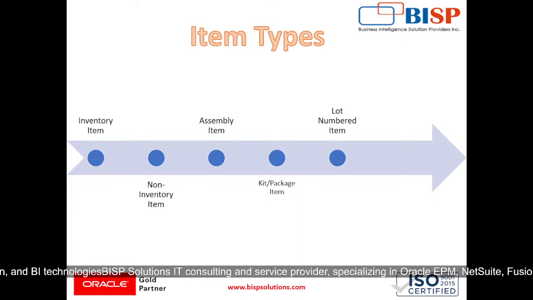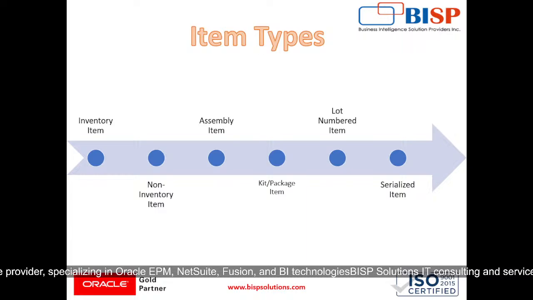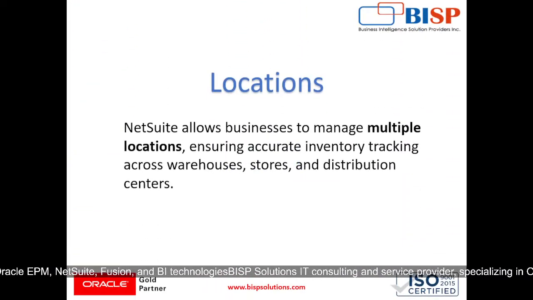Next is our lot numbered item, where inventory is tracked by batch or lot number. So for example pharmaceutical drugs with expiration date. Lastly, serialized items, where each item has a unique serial number for tracking purposes, for example high value electronics like smartphones and laptops. Then comes our locations.